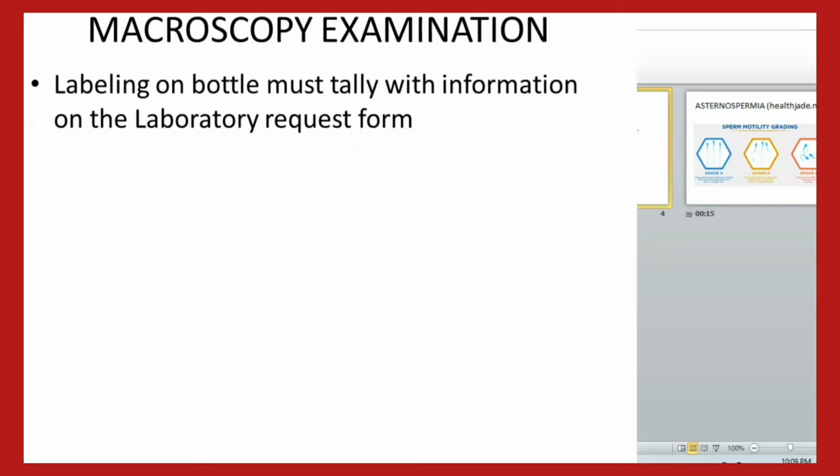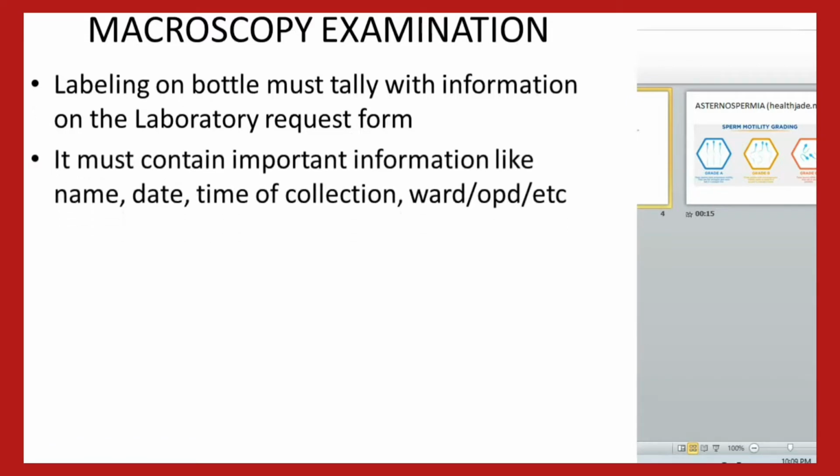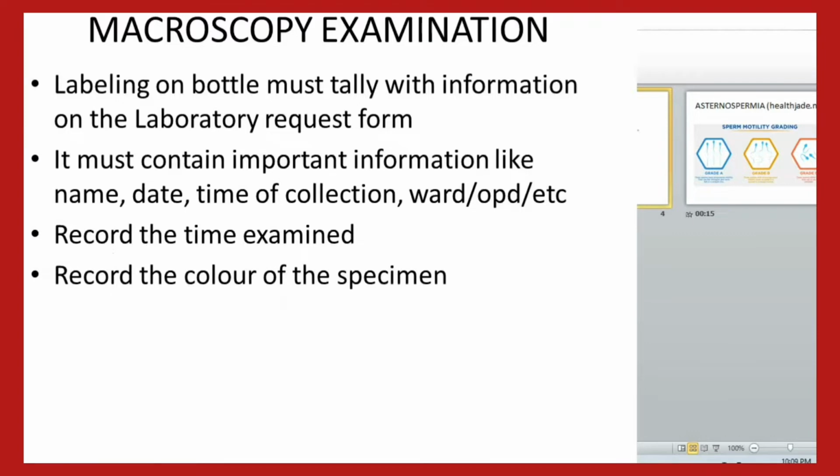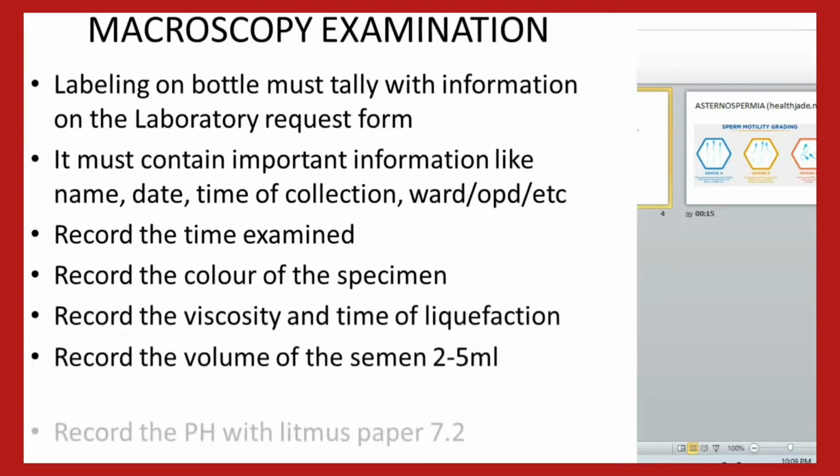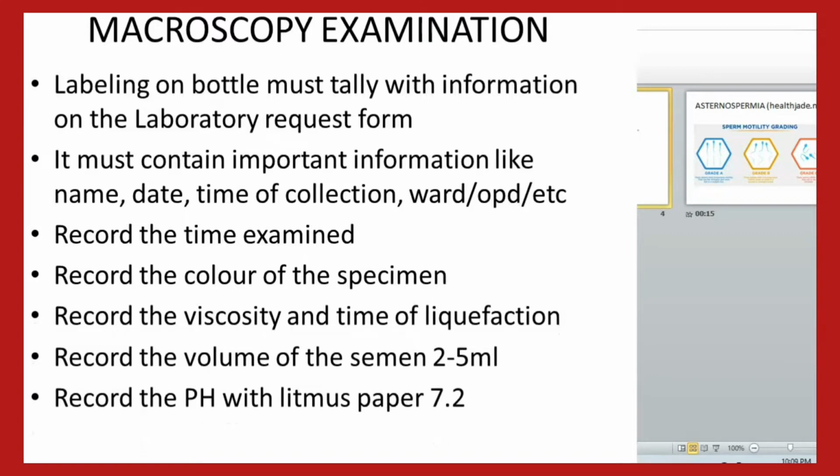The examination starts by making sure that the labeling of the bottle tallies with the information on the request form. It must contain information of where the sample is coming from. You record the time examined, the color of the specimen, the viscosity, the volume, and the pH. The pH is usually 7.2.